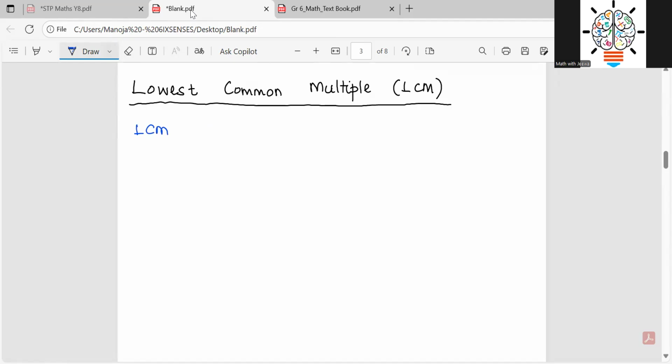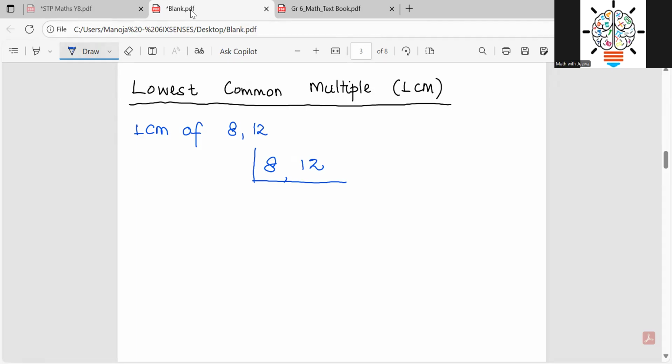LCM of 8 and 12. So what is the method I am using here? I take 8 and 12 and I start dividing. When I'm dividing like this, keep this in your mind, I pick only the prime numbers. I pick only the prime numbers, starting from the lowest possible prime number.